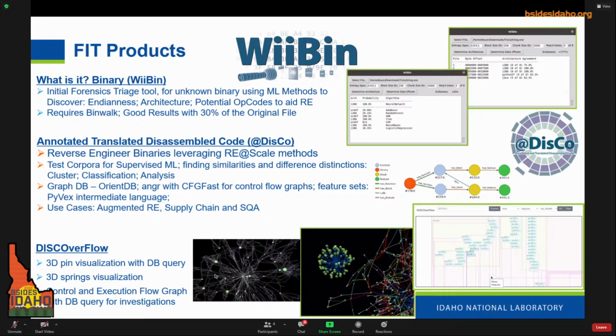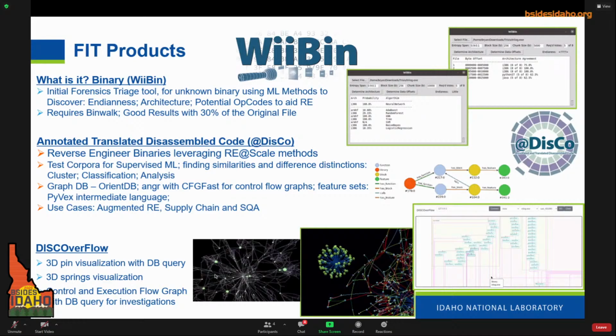The Annotated Translated Disassembled Code, or ATDISCO, that is our test corpora. That is where we are using those reverse engineering at scale methods. We are translating the code. We're using angr as our open source reverse engineering tool. We're using VEX as our high level language. We're putting that into an OrientDB, a graph database. And we can also do many control flow graphs, which you'll see here in a bit. And it's a really great research area because it creates the set that you can ask many questions for later. And that's exactly where we need to be at the Idaho National Lab, so we're doing some advanced research and enabling others to do research.